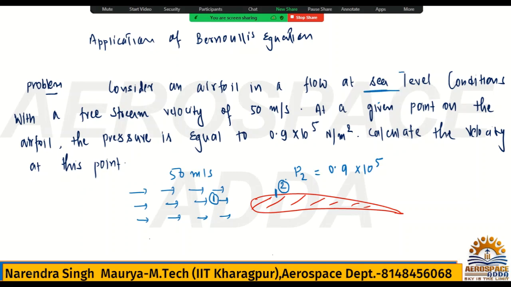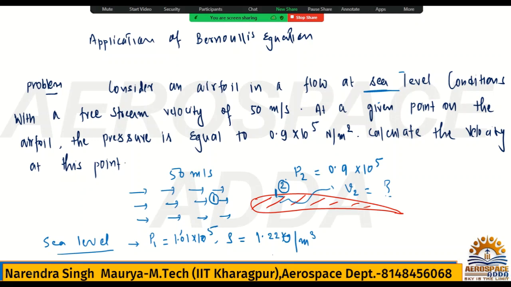So point 1 is what? Free stream, and it is at sea level. So what is the pressure at sea level? It is 1.01 × 10⁵ N/m². This is the sea level value, 1.01 or 1 × 10⁵, or 1 bar simply. And what is the density at sea level? It is nothing but 1.22 kg/m³. So they are asking what is the velocity at point 2. V2 they are asking. So simple.